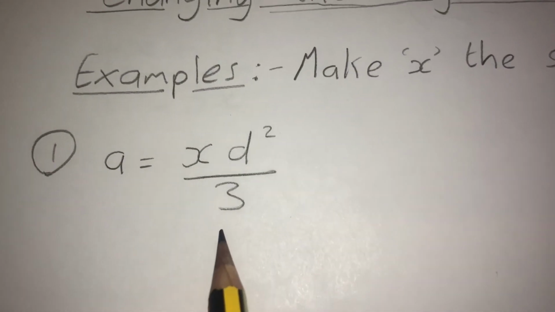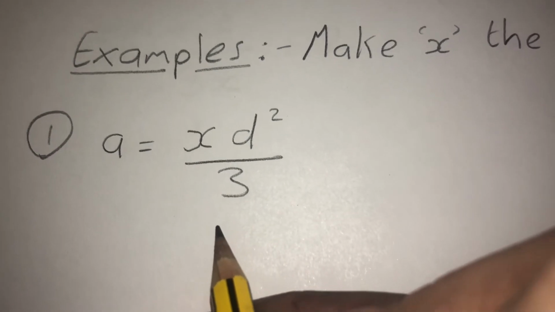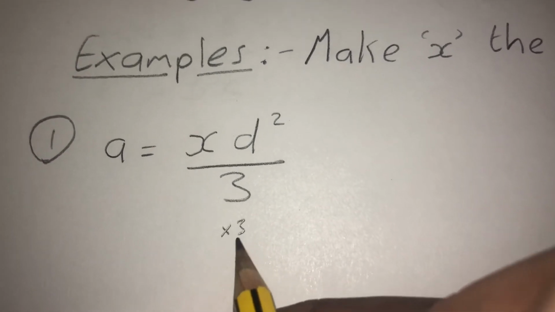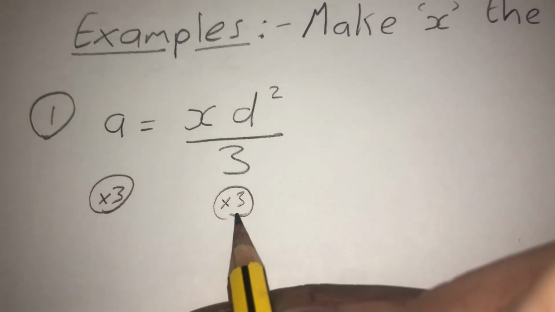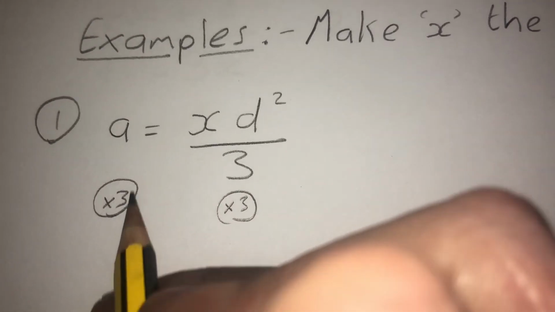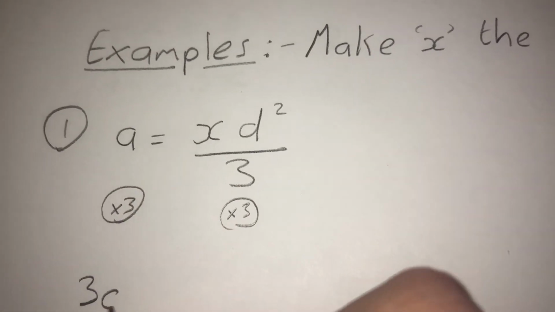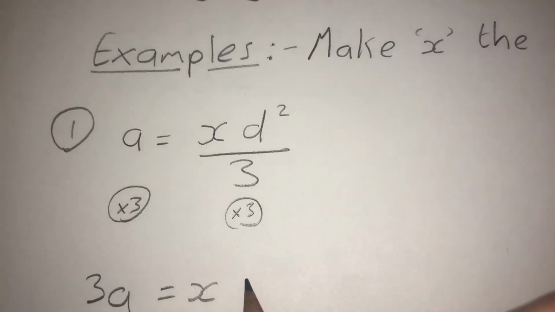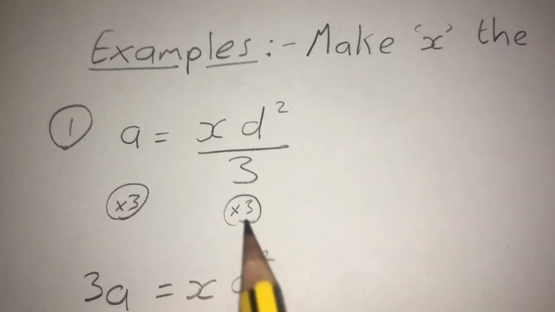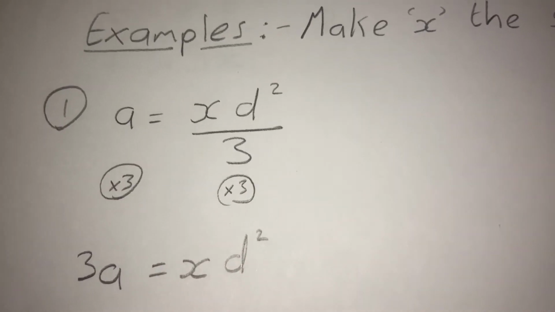So again, we're going to start by getting rid of the 3 that's on its own on the bottom. So the 3 is dividing, so to get rid of divide by 3, we multiply by 3. And remember, if I multiply by 3 on the right hand side, I have to multiply by 3 on the left hand side as well. So 3 times a is 3a, which is equal to x times d squared over 3, and that over 3 is gone, because that was the purpose of multiplying by 3, to get rid of that divide by 3.